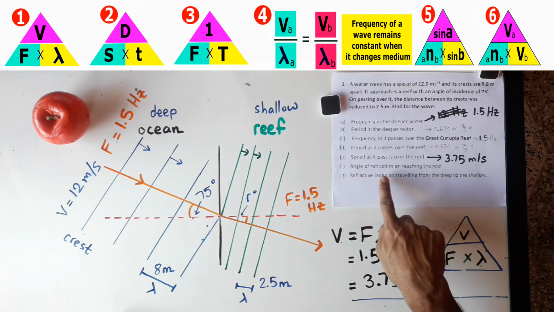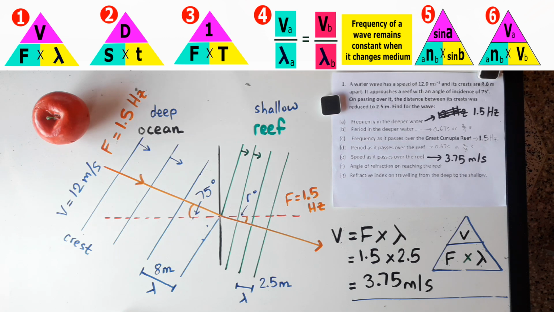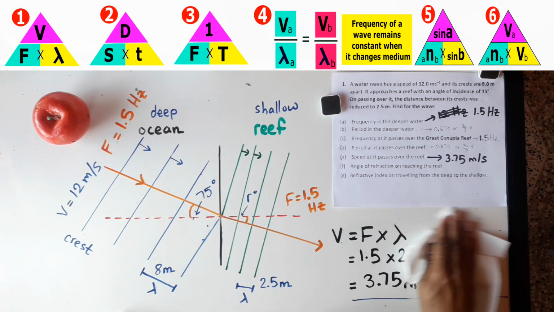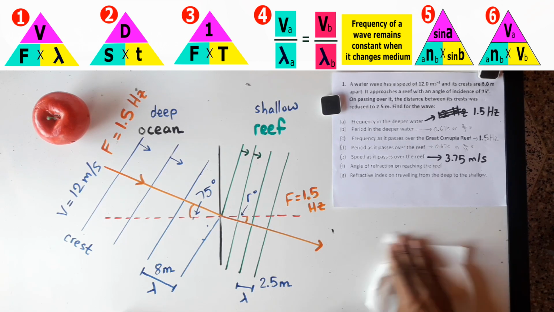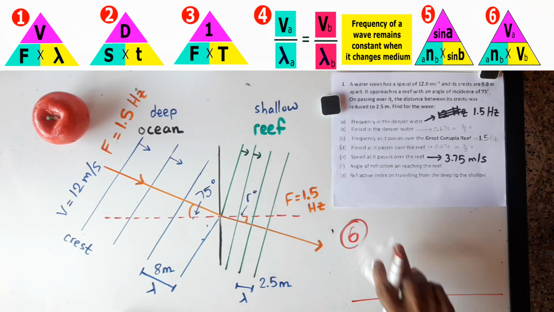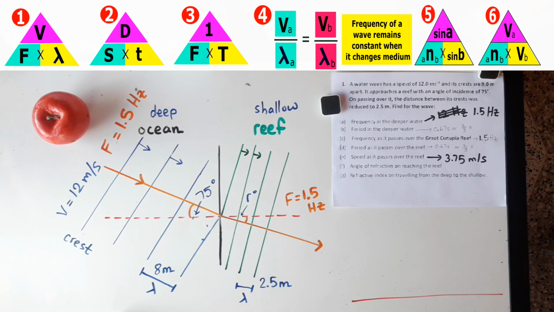F, the angle of refraction on reaching the reef. All right, so this is an angle question, which means we need to get the refractive index. Let's see what we have here. Look at the top of the screen. Let's see which formula we need here first. I think we will need formula 6. So, everyone look at formula 6. We need to calculate the refractive index first.